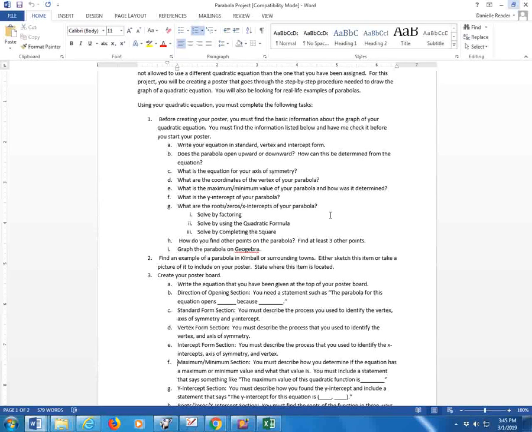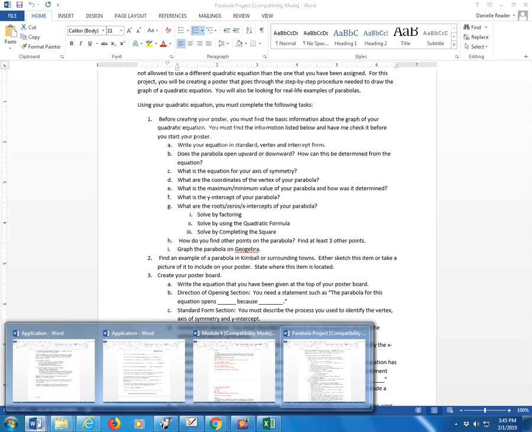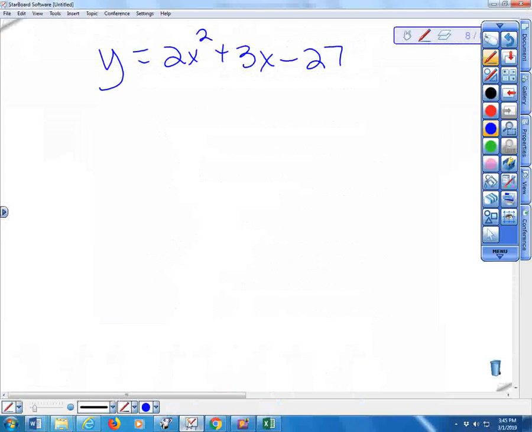The first question, 1A, says write your equation in standard form, vertex, or in standard vertex and intercept form. All right, so when I go back to my equation, this is standard form. So standard form's already done for you. Okay, that's standard form. So I need to figure out how to write it in vertex form and how to write it in intercept form. And to write it in vertex form, we complete the square.